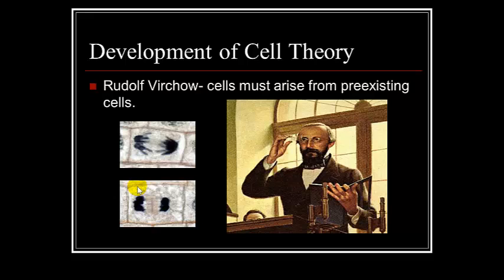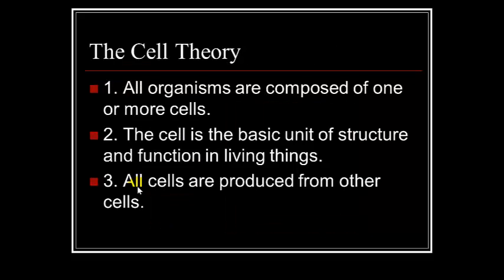All three of those gentlemen, Matthias Schleiden, Theodor Schwann, and Rudolph Virchow, gave birth to the cell theory, which states there are three parts to it. Number one, all organisms are composed of one or more cells. Number two, the cell is the basic unit of structure and function in living things. Number three, all cells are produced from other cells. And that's the cell theory.